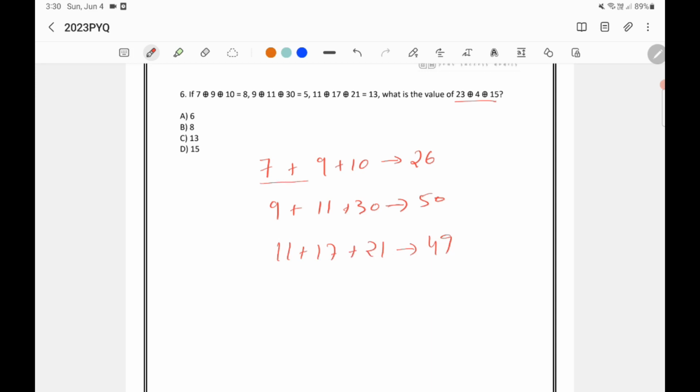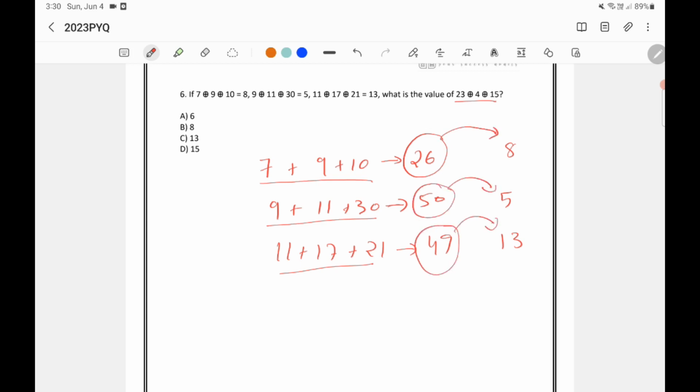But it says that this is equal to 8. This is equal to 5. This is equal to 13. So if we can somehow relate this to this and this to this and this to this, then we can find out the answer here.